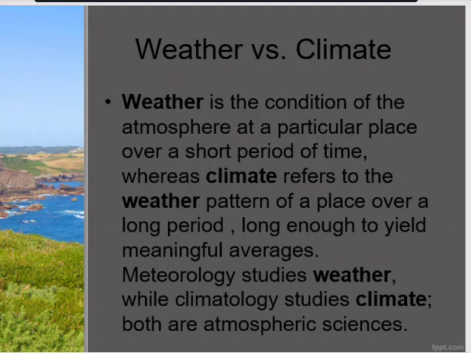Weather versus climate. Weather is just a condition of the atmosphere at a particular place over a short period of time. Climate refers to the weather pattern of a place over a long period, long enough to yield meaningful averages. Meteorology studies weather while climatology studies climate. So if I'm standing in a place on the earth and it's 78 degrees with 40% humidity and somebody predicts what it's going to be like, that's weather.